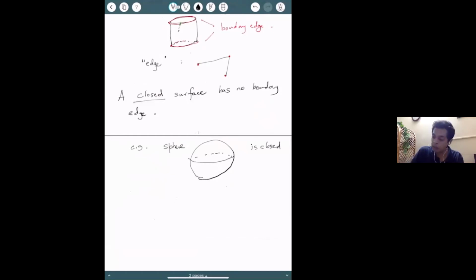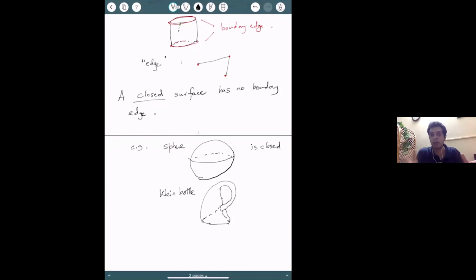And a Klein bottle is closed. Let me try to draw a Klein bottle as you might try to: it self-intersects, and it goes inside and then connects up. So the Klein bottle is closed. There are no boundary edges. When we talk of this classification of surfaces, we actually look at things without boundary edges. Closed also means that not only does it have no boundary edges, it's also compact.